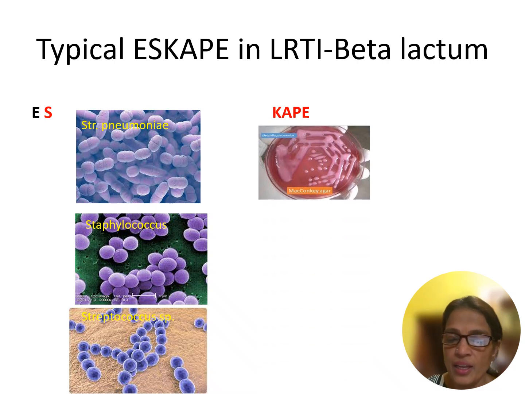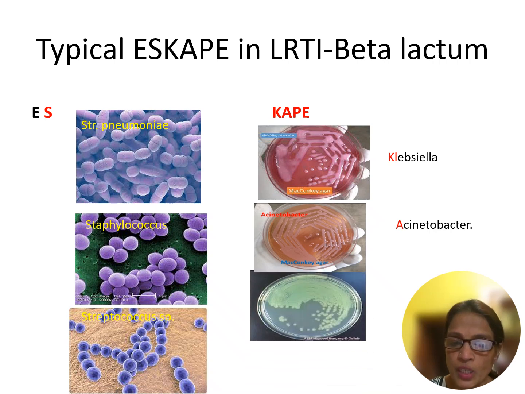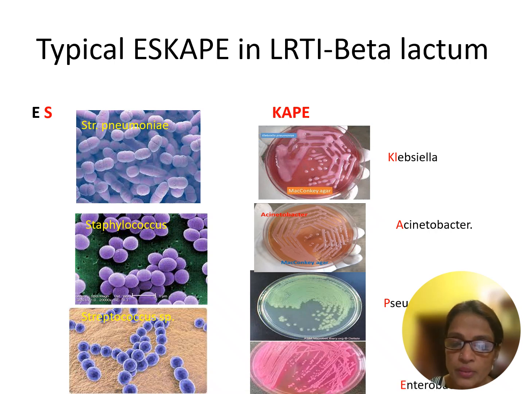And amongst the gram-negative organisms, the mucoid colony forming organisms on MacConkey's agar, that is Klebsiella pneumoniae. Then you have the pale pink colonies on MacConkey's agar, Acinetobacter. Then you have the green colored pigment producing organism, that is Pseudomonas. Then you have the lactose fermenting colonies, either Enterobacter or Escherichia coli. So these photographs will help you to remember at least the important etiological agents.